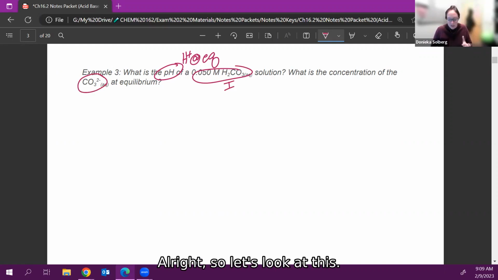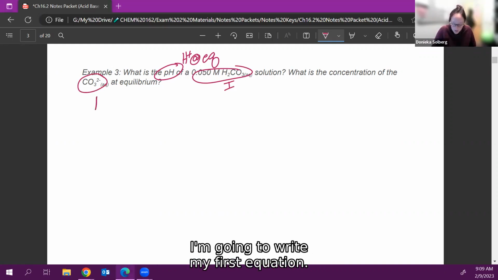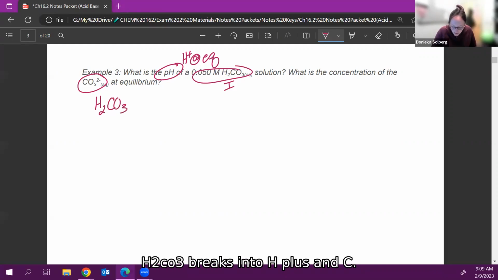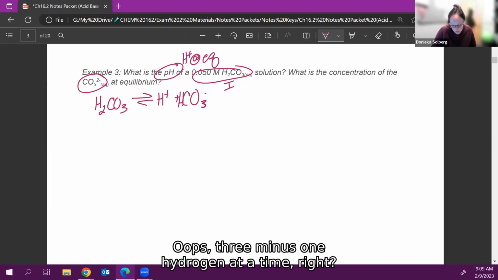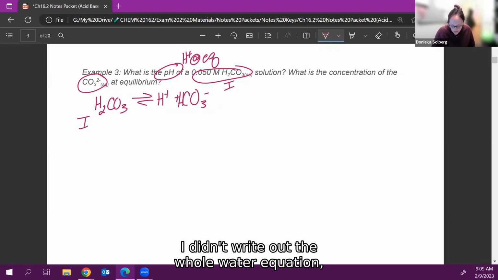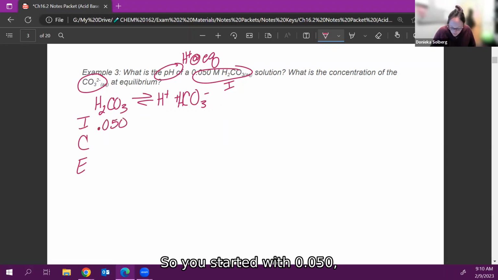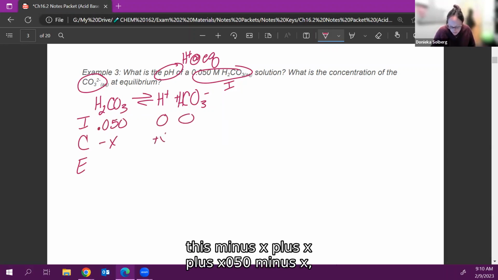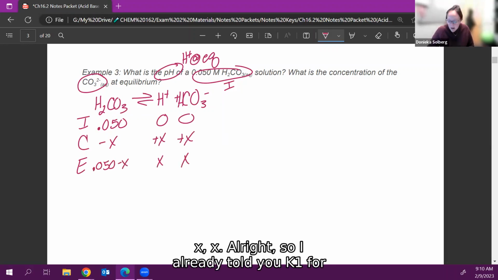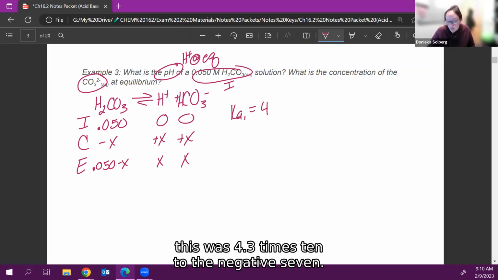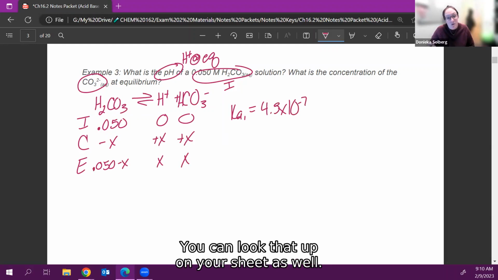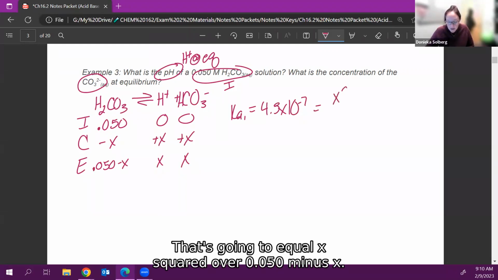All right, so let's look at this. Remember, take one hydrogen off at a time. I'm going to write my first equation, H2CO3 breaks into H plus and HCO3 minus, one hydrogen at a time, right? I didn't write out the whole water equation because you don't need the water part, okay? So I started with 0.050 of this, minus x, plus x, plus x, 0.050 minus x, x. All right, so I already told you Ka1 for this was 4.3 times 10 to the negative 7th. You can look that up on your sheet as well. That's going to equal x squared over 0.050 minus x.